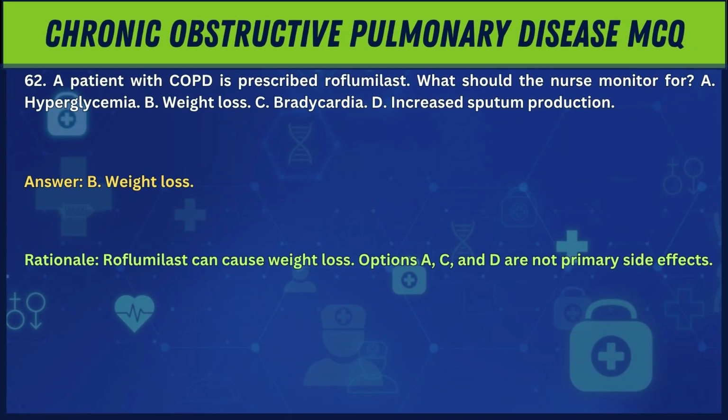62. A patient with COPD is prescribed roflumilast. What should the nurse monitor for? A. Hyperglycemia. B. Weight loss. C. Bradycardia. D. Increased sputum production. Answer: B. Weight loss. Rationale: roflumilast can cause weight loss. Options A, C, and D are not primary side effects.